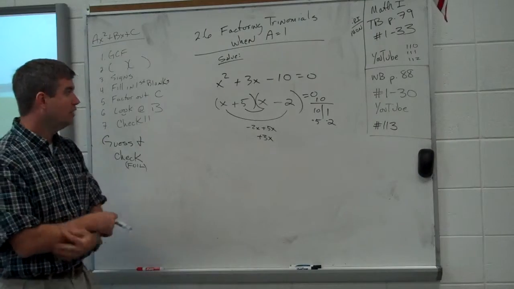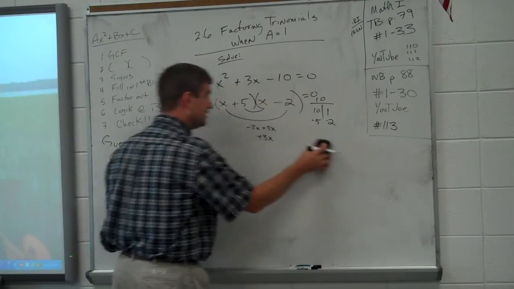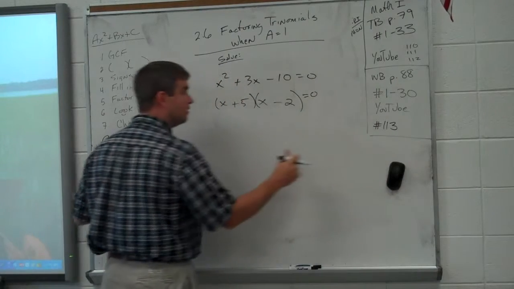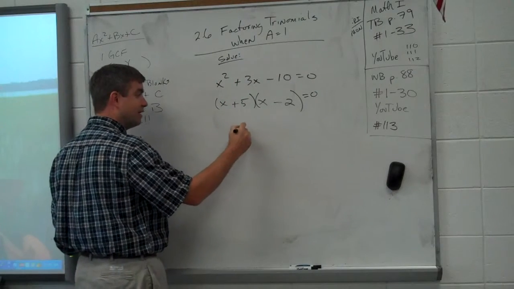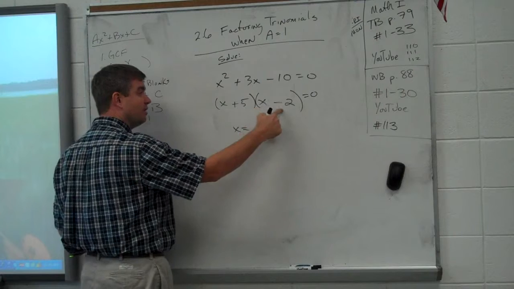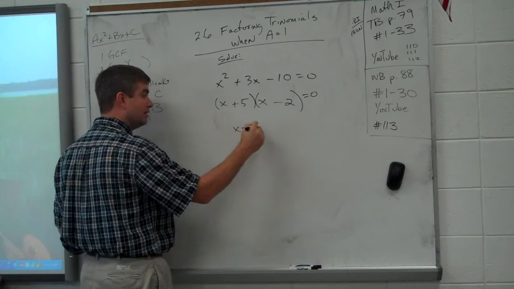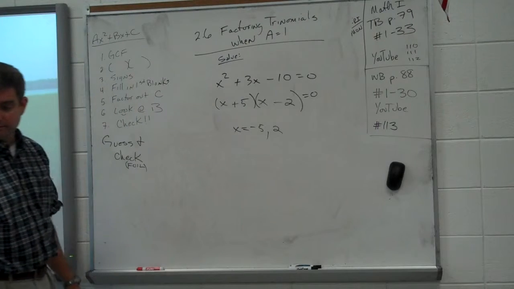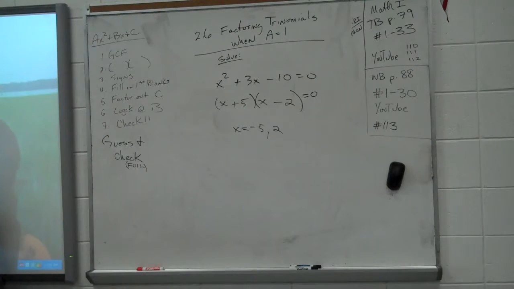Everybody understands that. So we're not done, right? We checked it and it checked out, but the direction said solve. So what do I need to do now? I need to solve here and solve here. What's my answer here? Negative 5. What's my answer here? Positive 2. You got that? You see how I get the answers there?